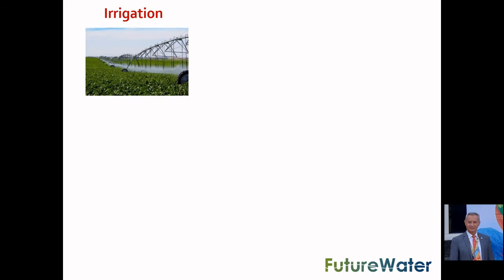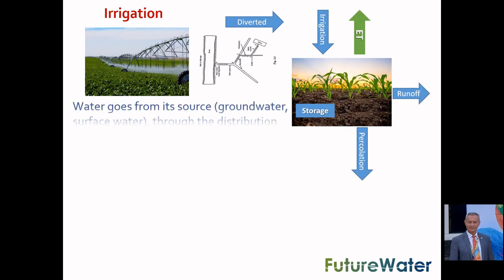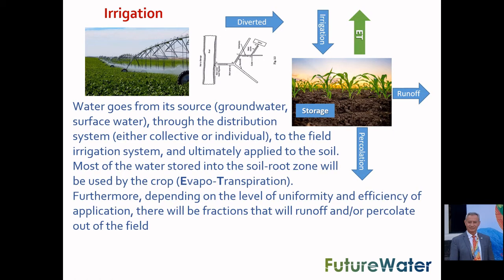In the case of irrigation, the water essentially gets diverted from its source, which can be groundwater, surface water, etc., through the distribution system, which can be either collective or individual. It goes to the field irrigation system and is ultimately applied to the soil.